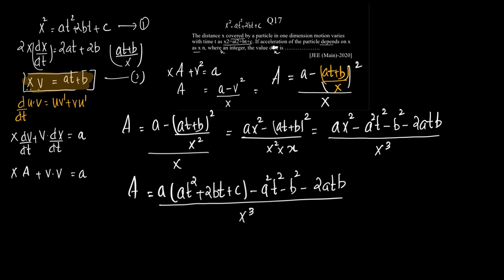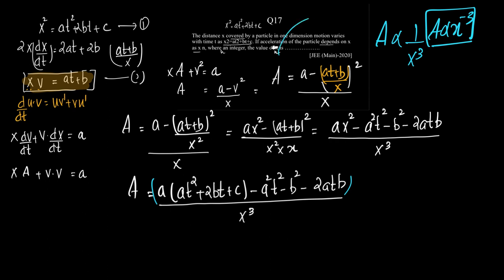See, actually you can stop solving the question here itself, because all the numerator terms consist only of a, t and b, which means acceleration A is proportional to 1 by x cube, or acceleration A is proportional to x to the power minus 3. So the required value of n is equal to minus 3. You can stop solving the question now itself, but let me just continue the rest also.